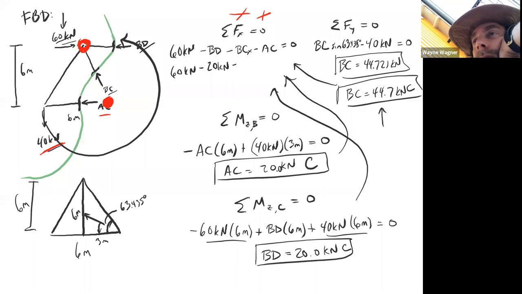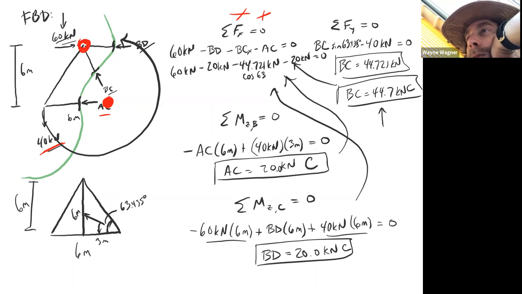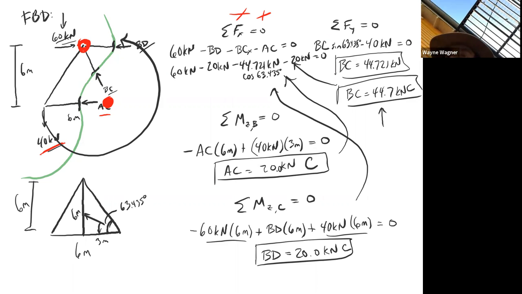BCX minus 44.721 kilonewtons minus AC 20 equals 0. Oh, I forgot my angle in there, didn't I? Cosine of 63.435 degrees. It should be obvious that 44.721 cosine 63.435 should be 20. It equals 19.9999, so this is 20. So this checks out. That means we should feel pretty good about this solution.